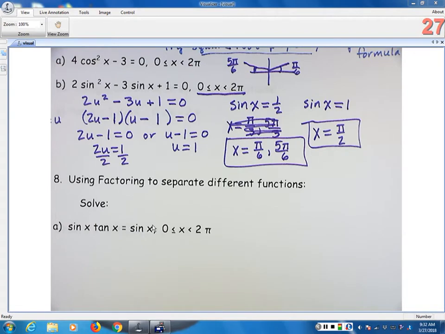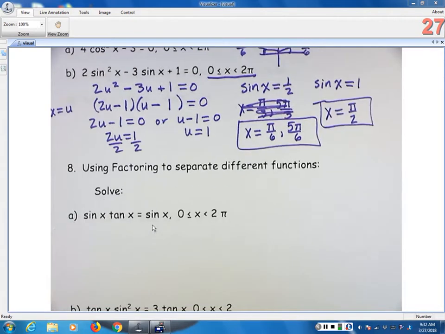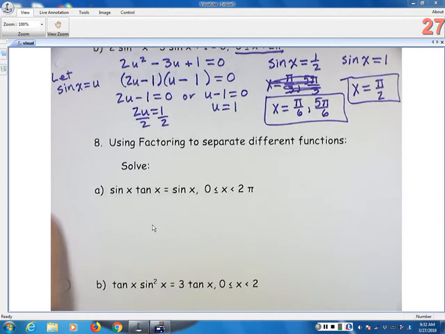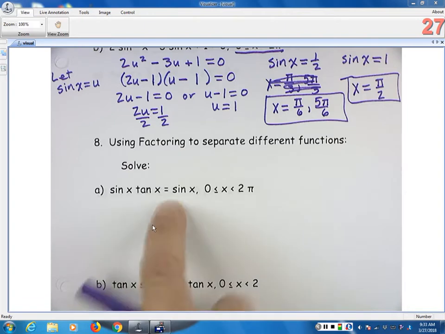Okay, so more examples. Are we ready? Use factoring to separate different functions. All right, so this next example, we cannot just divide by sine x because then we would be losing solutions that way.